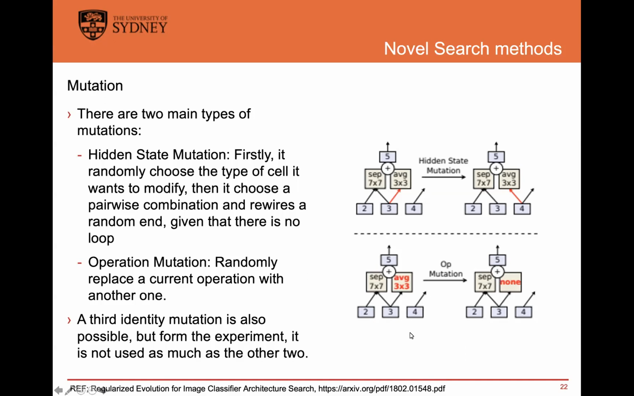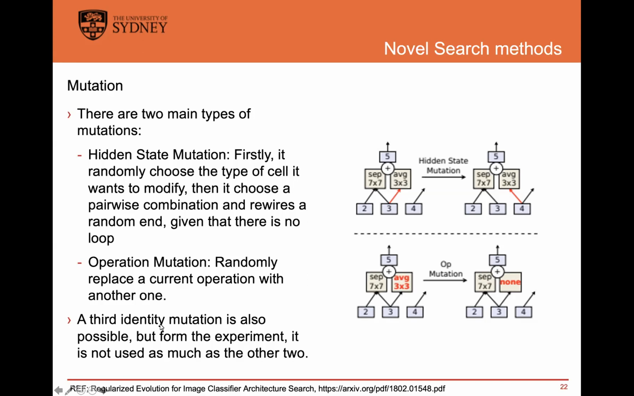And then you've got the second type of mutation, which, instead of changing the wiring of the hidden state, you change the actual operations. So for example, you can change your operation to none, or to a 3x3 convolutional layer or max pool, depending on what you're being replaced with. And that's all randomly chosen.